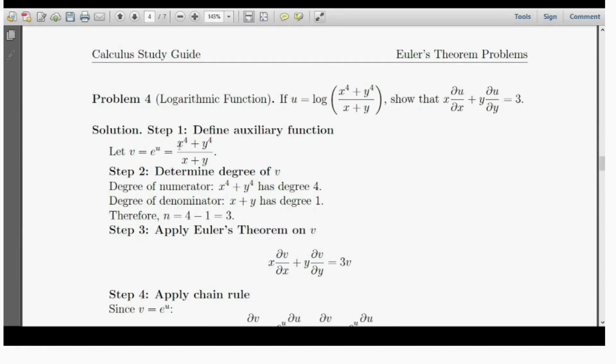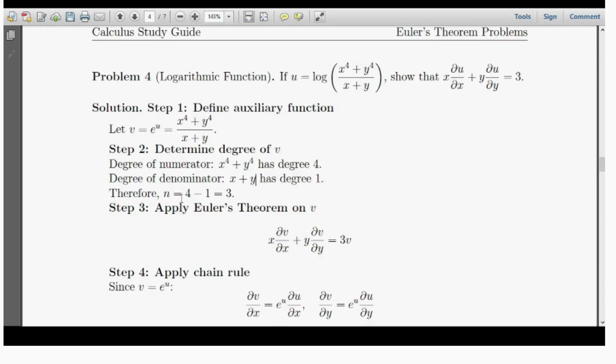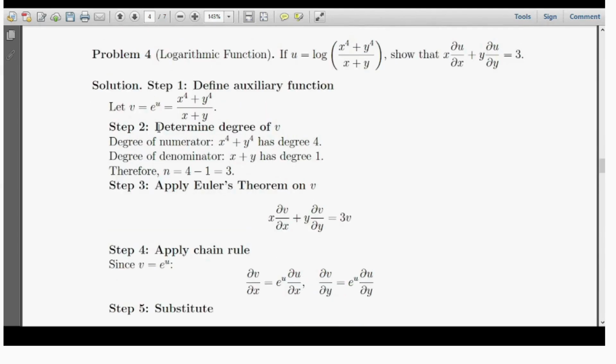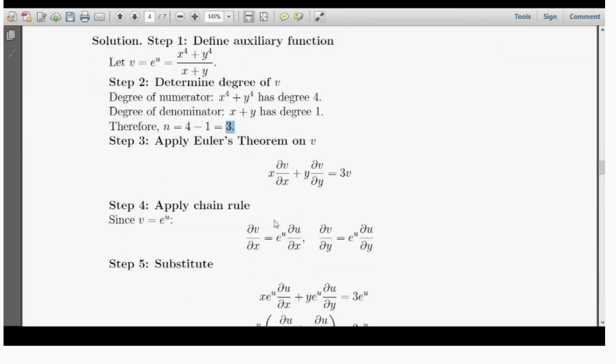So how to determine the degree? This is the ratio of functions f of xy by g of xy. Degree of f by g equal to degree of the numerator f minus degree of g. Degree of the numerator 4, degree of the denominator 1. Therefore the degree is 4 minus 1, so this is equal to 3. By Euler's theorem, we will apply to v only, right? x ∂v/∂x plus y ∂v/∂y equal to nv. N means the degree, so 3v. Now since v equal to e power u, we'll substitute here.